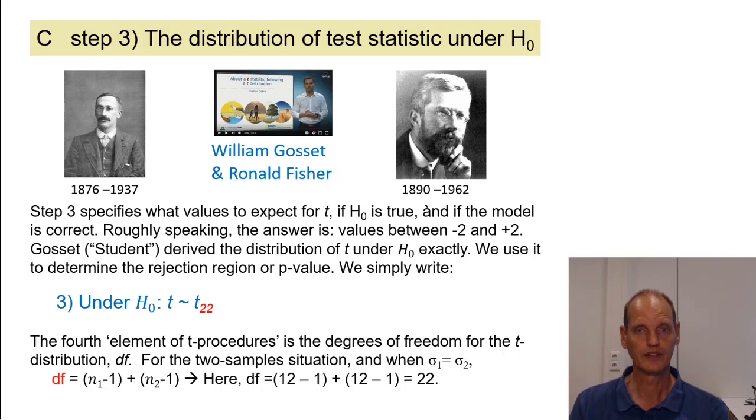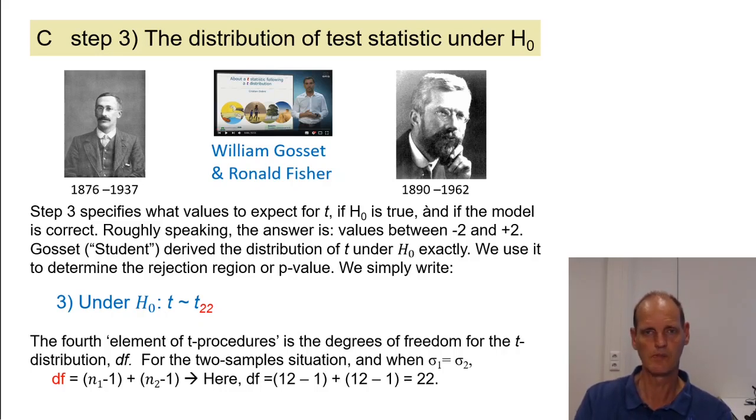Well, in this case we write the null hypothesis, under the null hypothesis t has a t22 distribution. The degrees of freedom come from the df in our formula, and for the case of 2 independent samples, the degrees of freedom is n1 minus 1 plus n2 minus 1, or n1 plus n2 minus 2. So that's 22 in this case. What we write is very simple: under the null hypothesis, t follows a t22 distribution, but there is quite a world behind this statement.